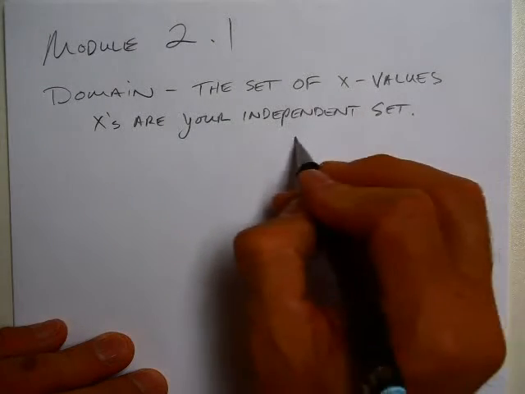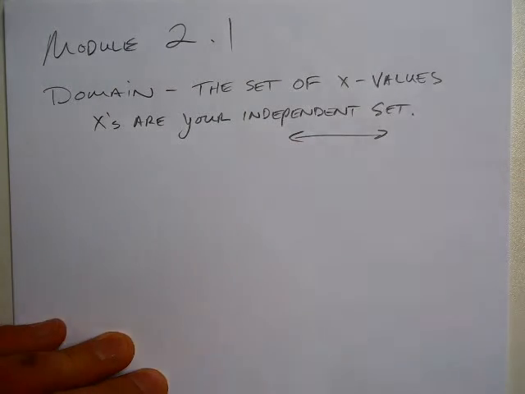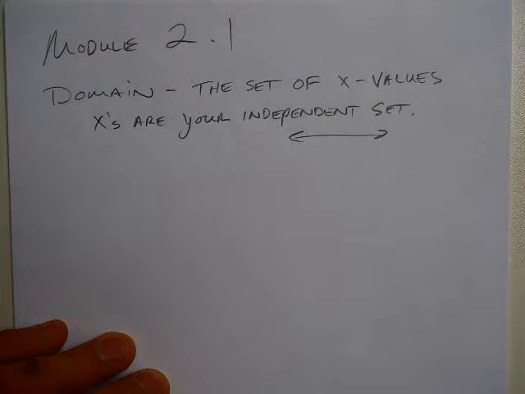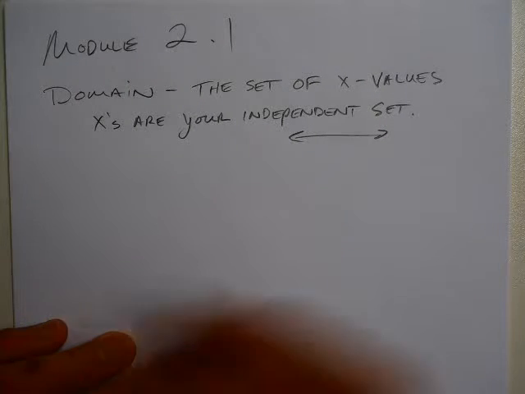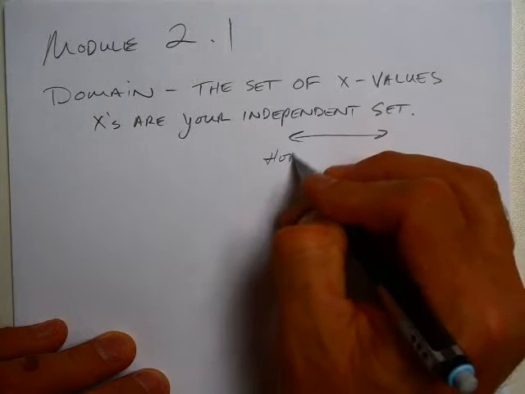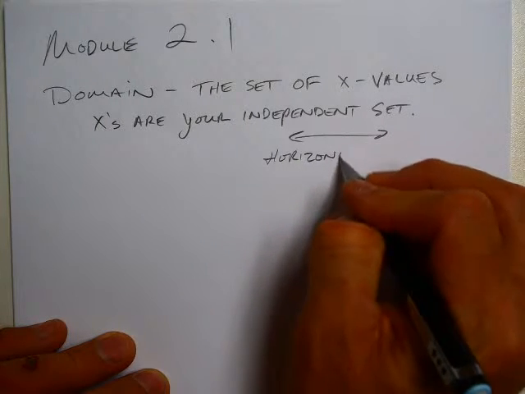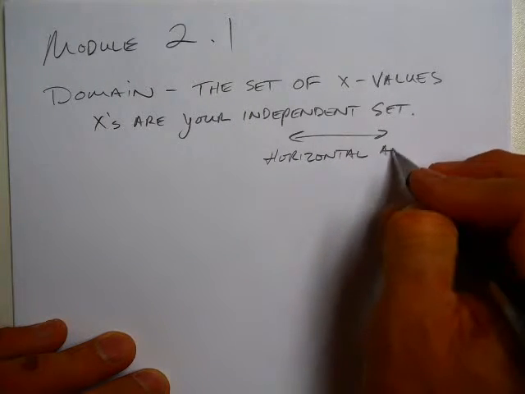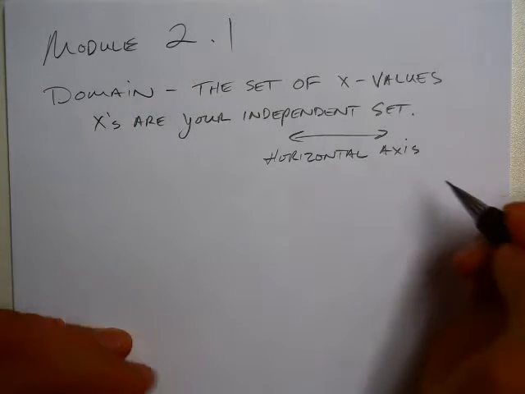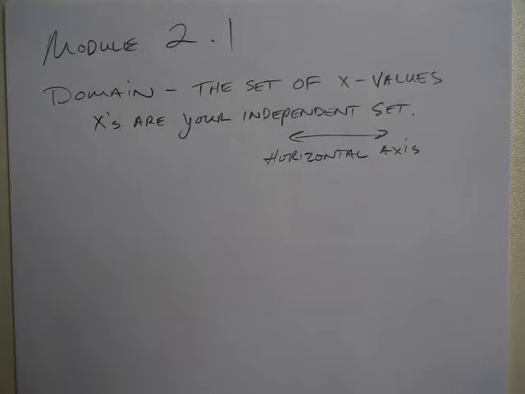The independent set is always your left-right. It's your horizontal axis. And if you don't know this, they refine crude oil into gasoline, among a lot of other things. But generally, the more expensive the barrel of crude is, the more expensive gasoline is.